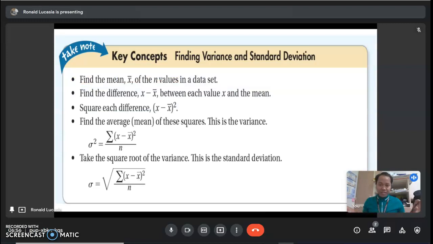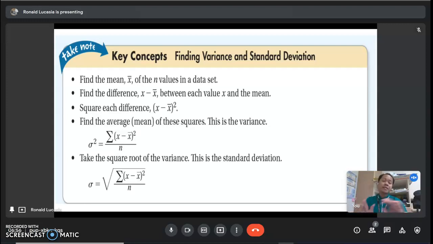So we have here some formulas for finding the variance, the average or the mean, as well as the square root of the variance, which is the standard deviation. But we're not gonna use this one. This is only in case some of you are using the textbook. We're gonna give you a faster way to get the variance and the standard deviation using your Desmos graphing calculator.